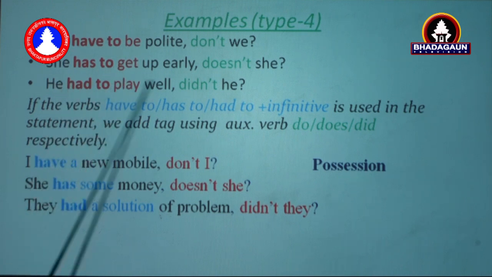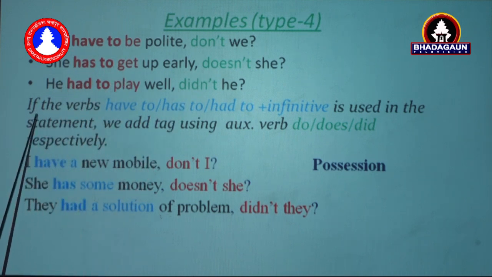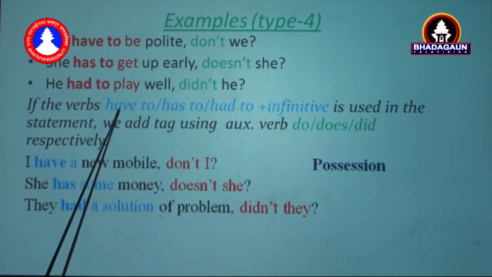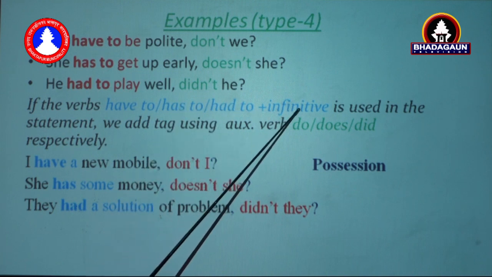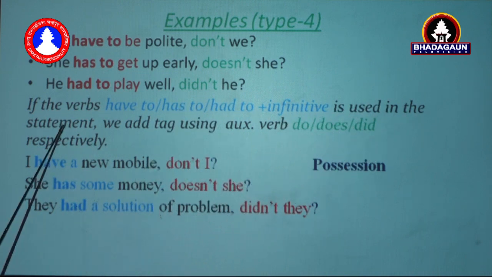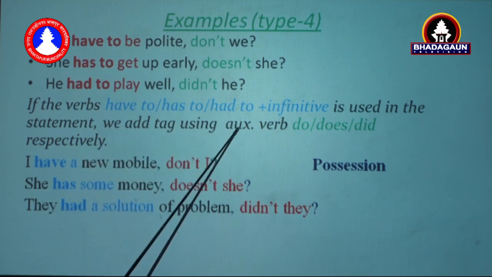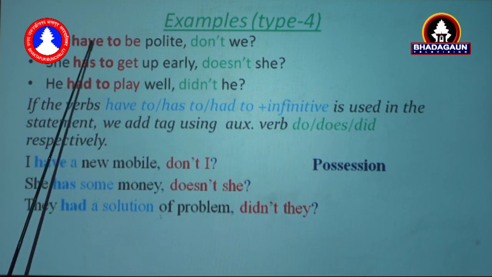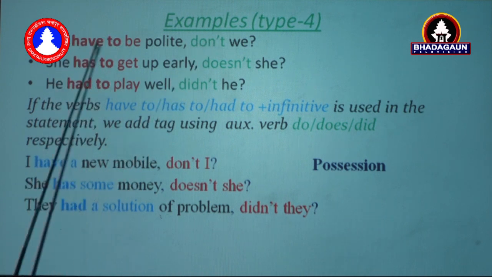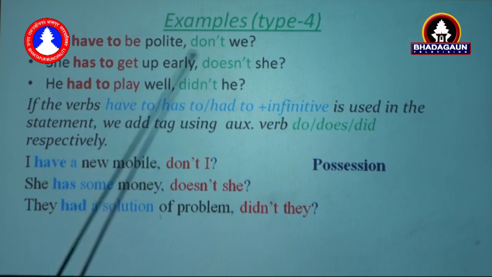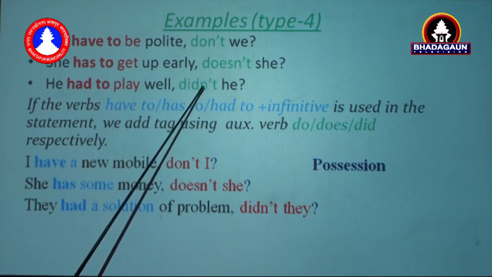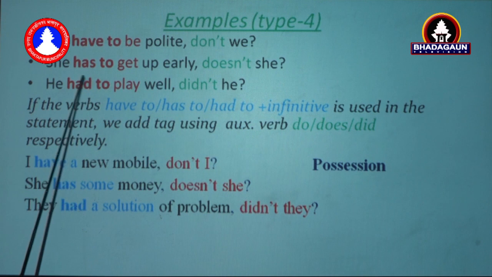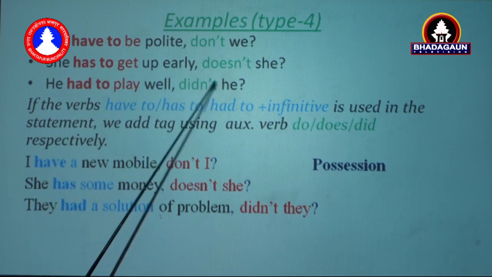When you observe these examples, you can extract the idea: not only have, has, had, we have to think about have to, has to, had to plus infinitive. Verb 1 is used in the statements. We add the tag using the auxiliary verb do, does, did respectively. If you see have to in the statements, use do. If has to is there, does. If had to is there, did. So statement positive, negative tag: don't we, doesn't she, had to means did, didn't he.